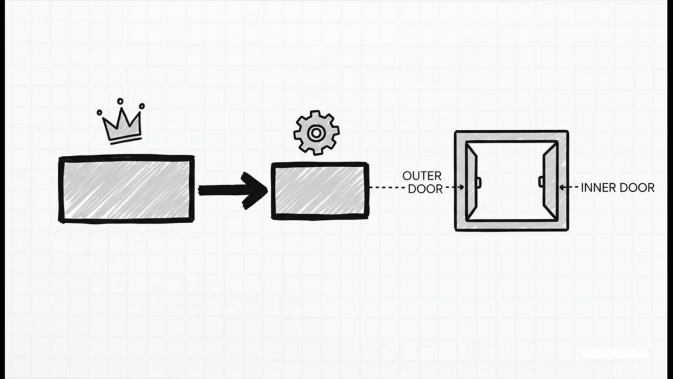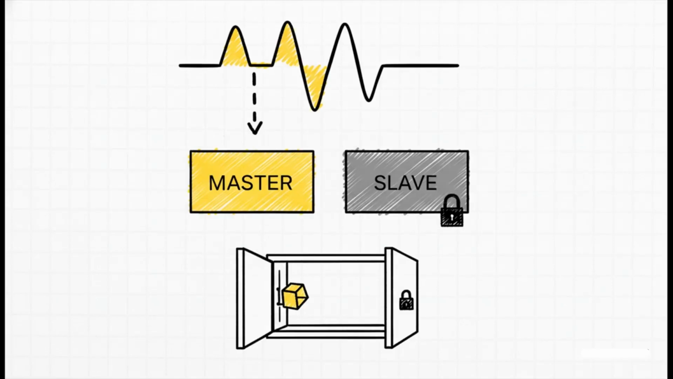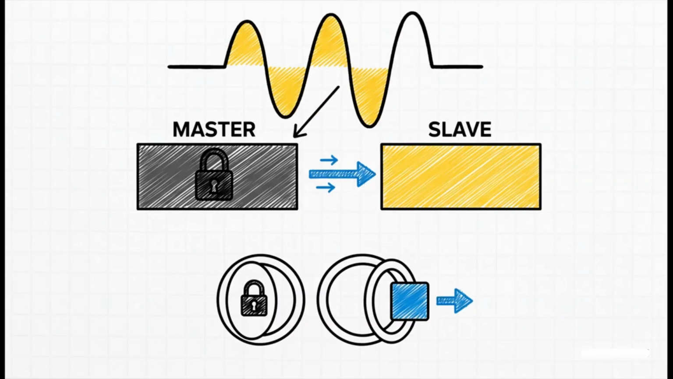The best way to think about it is like a two-door airlock system. Okay, so on the first part of the clock signal, the outer door of the airlock opens. The master flip-flop takes a look at the inputs and figures out what it's supposed to do. But, and this is the crucial part, the inner door, the one to the slave, stays completely shut. The final output doesn't change a thing. Not yet.